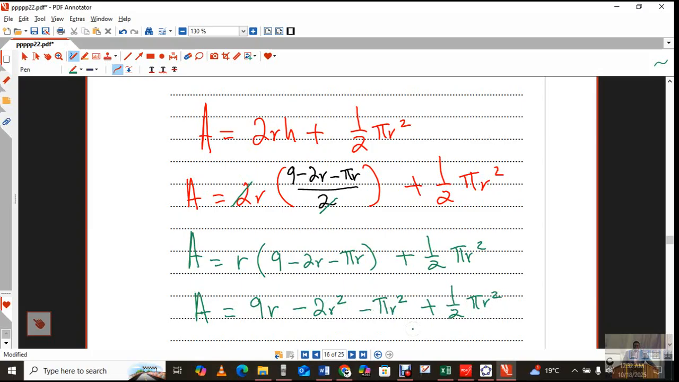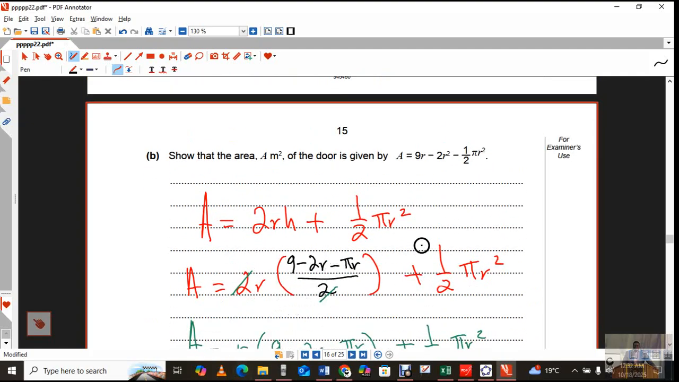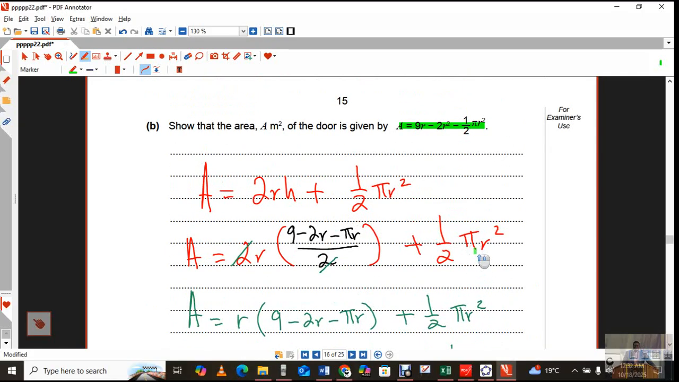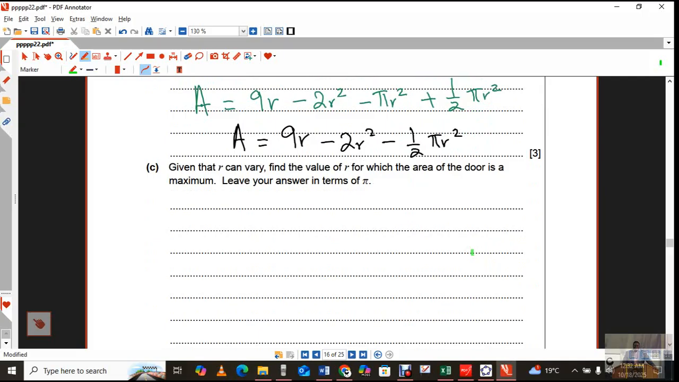These last two terms are like terms. So at the end of the day, the area is equal to 9r minus 2r squared. A half minus 1 is negative a half, so it's negative a half pi r squared. And this is what we needed to prove, like they were asking us to do. That is exactly this answer. Okay. So we have now completed that.